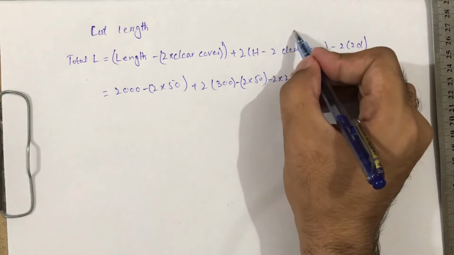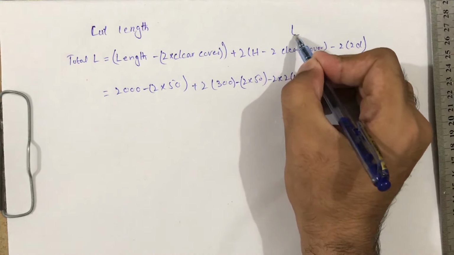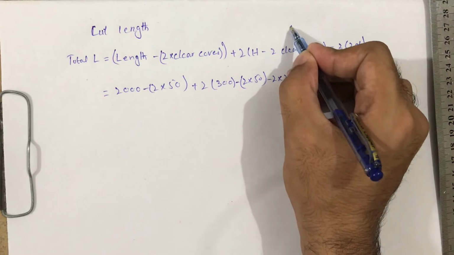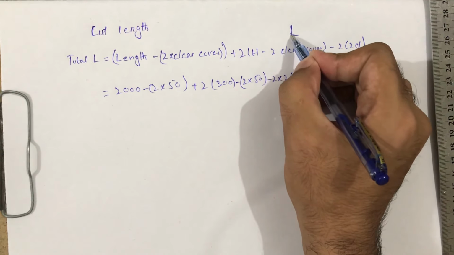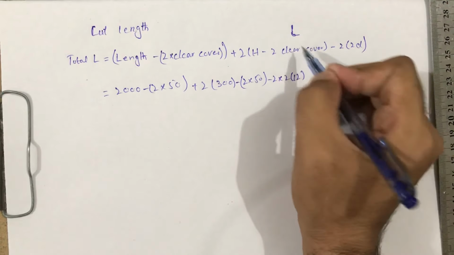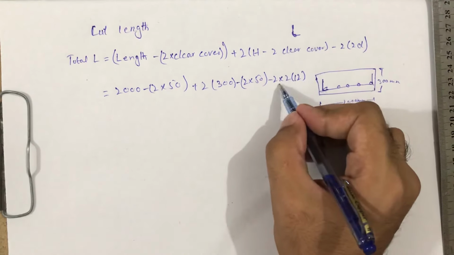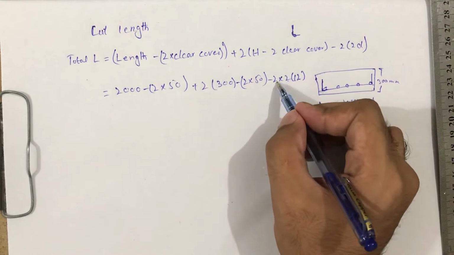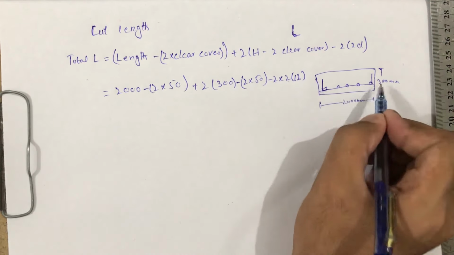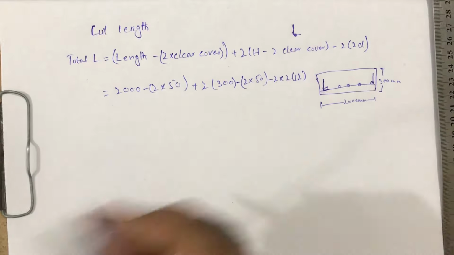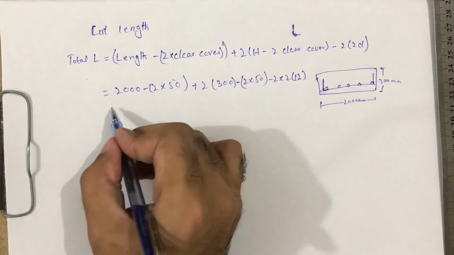Let me tell you, suppose this is a bar. So it will elongate and this will contract. So for that we have to subtract this length. So for that we use 2D, but we said 2 into 2D because it is on both sides. These are 2. So for that we use 2 into 2D.